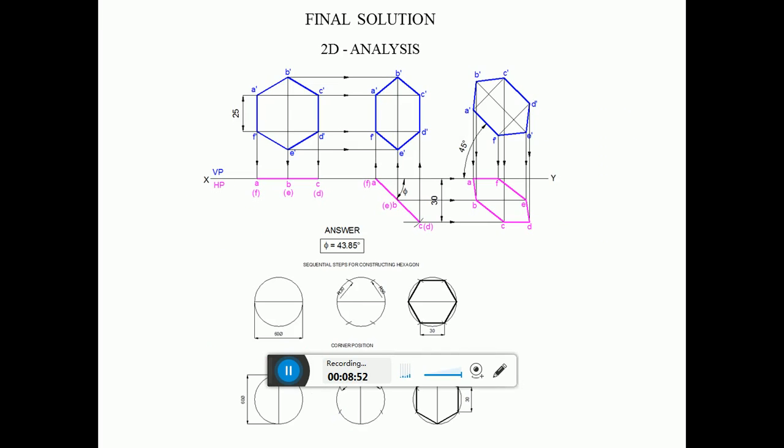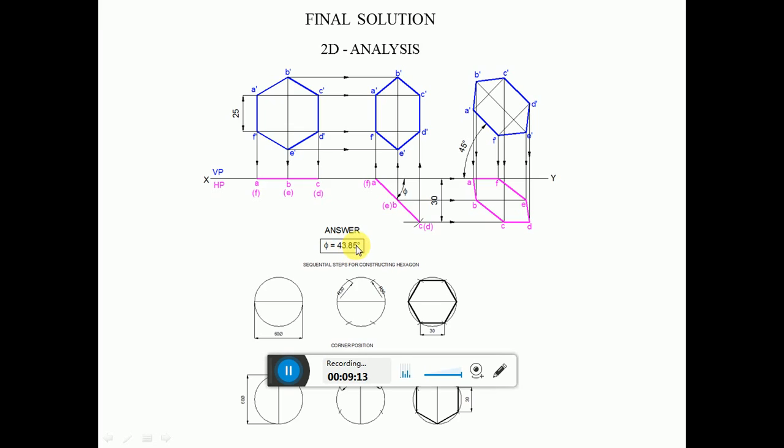Next, this is the final solution of the 2D analysis, how we are able to write it in the examination, and we have to give the inclination. Don't give the inclination up to the second decimal point, which has to be shown only in your CAD drawing. But when you are working manually, always mention it as only 44 degrees.